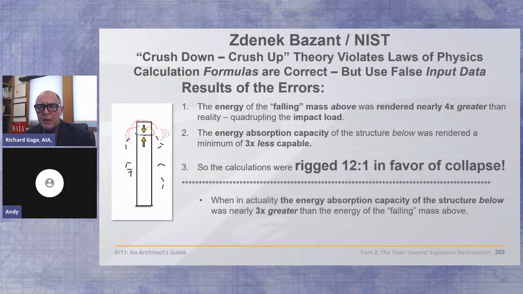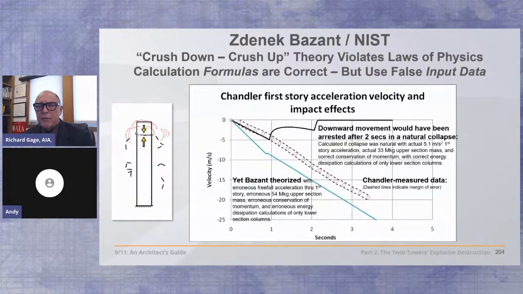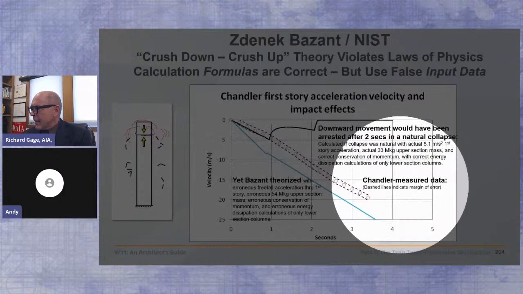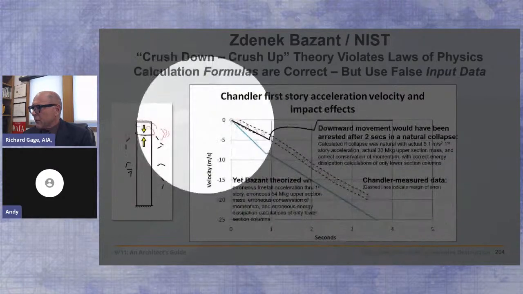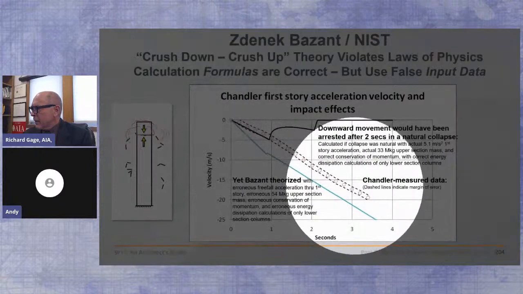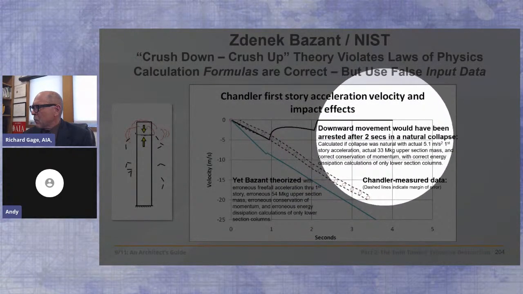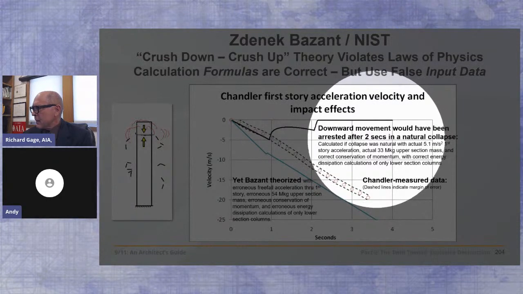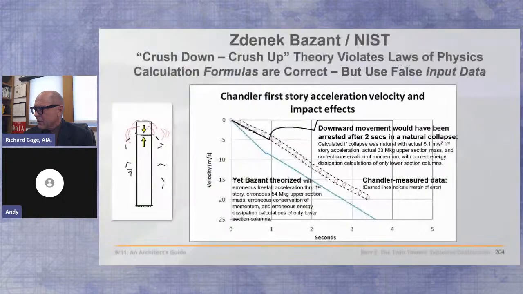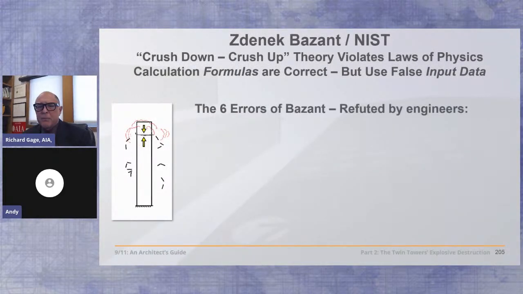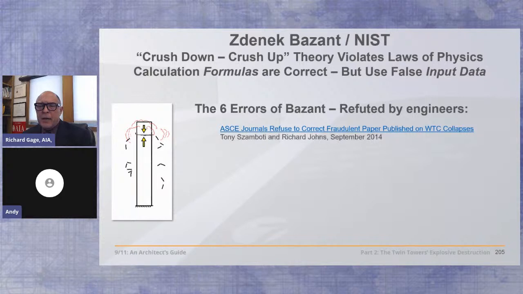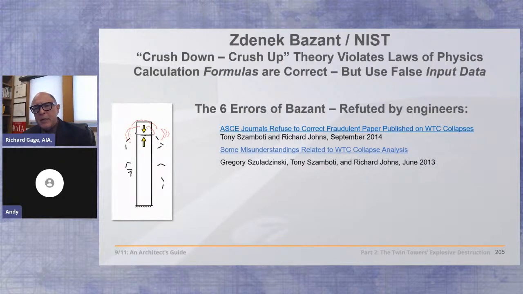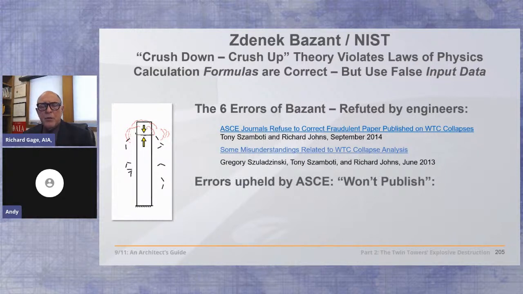It's complete fraud. So this was challenged by several, not the least of which was David Chandler, who actually measured the free fall or near free fall of this building, as we'll see. He finds that the downward movement would have been arrested 2 seconds into any kind of a natural collapse, as we're told this was. It wouldn't have gone all the way down to the ground. So this has been refuted now by engineers Tony Szamboti and Richard Johns in 2 separate papers submitted to the American Society of Civil Engineers, where this original theory was published.